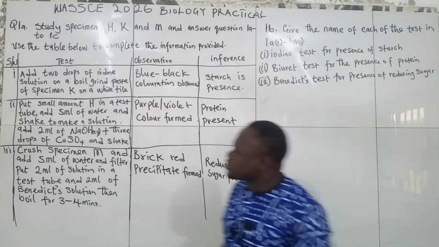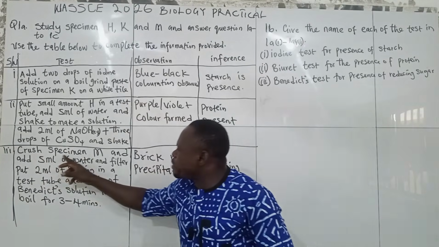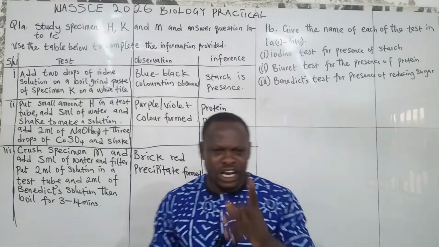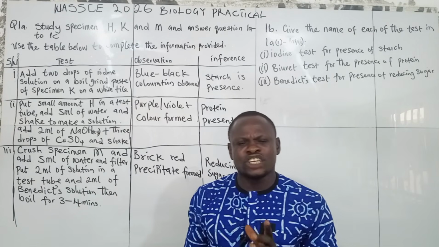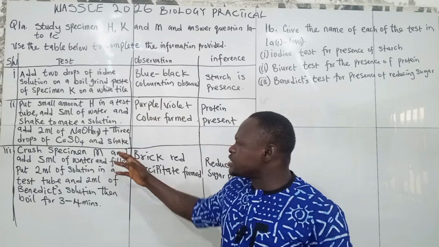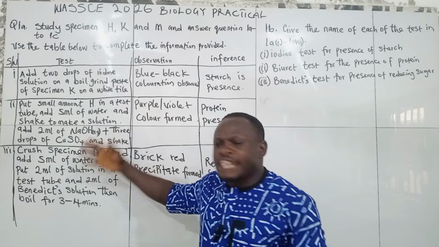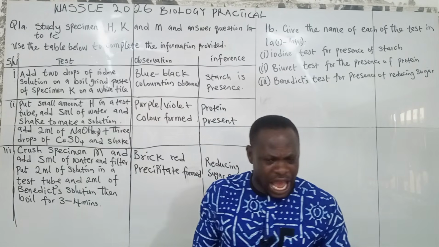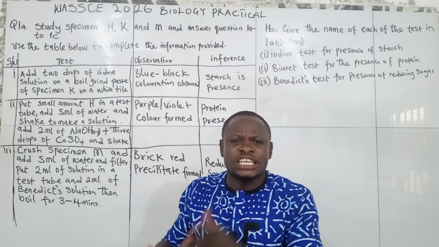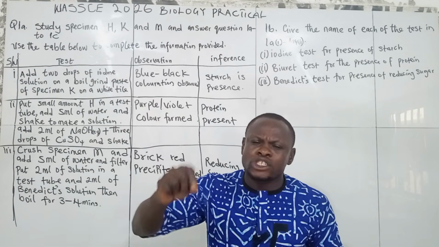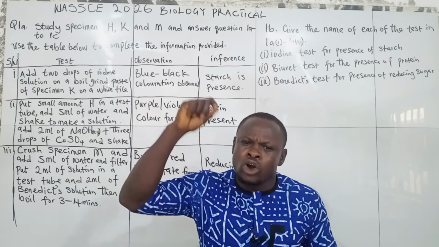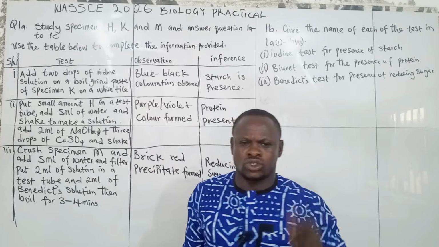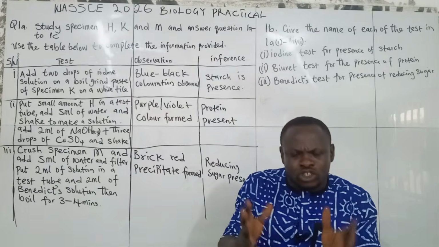The next one is you are going to crush specimen N. This specimen N is tomato, a fresh tomato. Why I deduce this is because Benedict solution is included in the reagents, and the only substance that can be used to test for reducing sugar is fresh tomato fruits. So you are going to say it is a fresh tomato fruit.